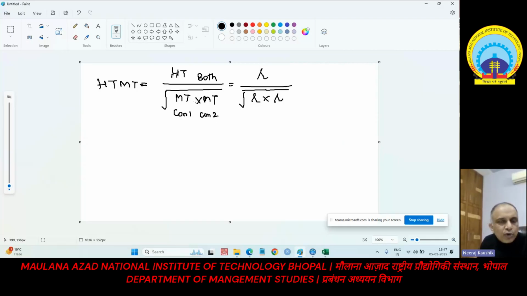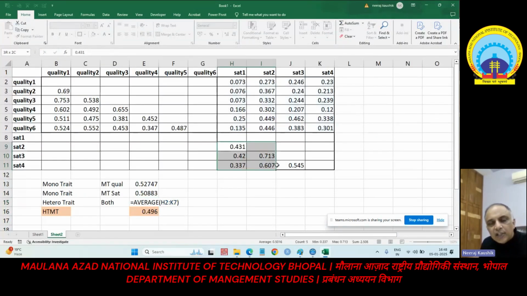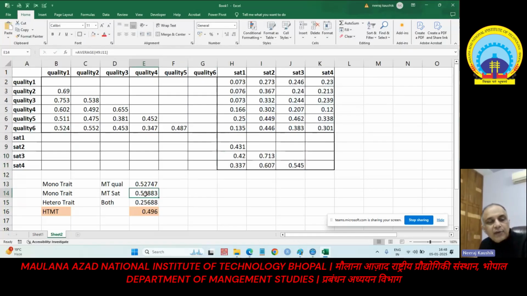Monotrait. And what is monotrait? This is R bar. How to compute R bar? R1 plus R2 plus R3 all divided by N, as many R as there are. Just check this out. Here for satisfaction, there are this many items, so I have taken the average of these. This is called the monotrait. Remember, the same monotrait is used for calculating the Cronbach alpha.